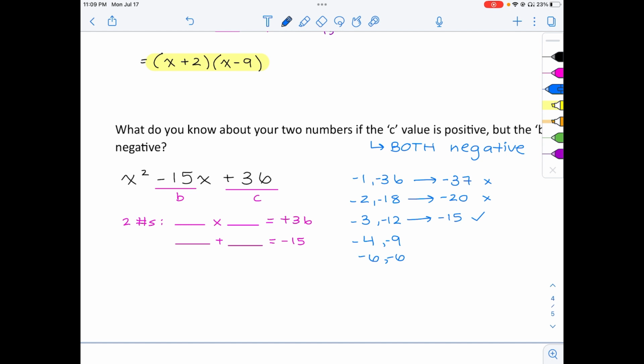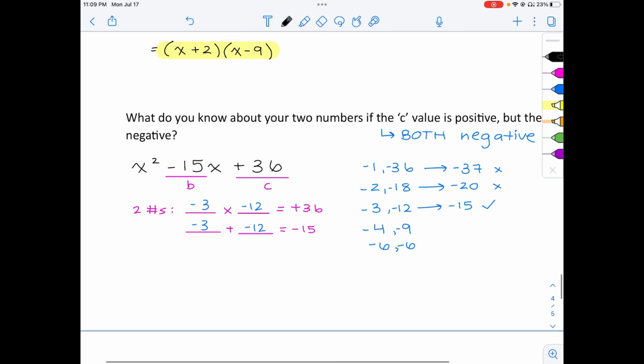So if I have negative 3 multiplied by negative 12, that would give me positive 36. And then negative 3 plus negative 12 would give me negative 15. So my fully factored form here would look like x minus 3, x minus 12, and it's easy as that.